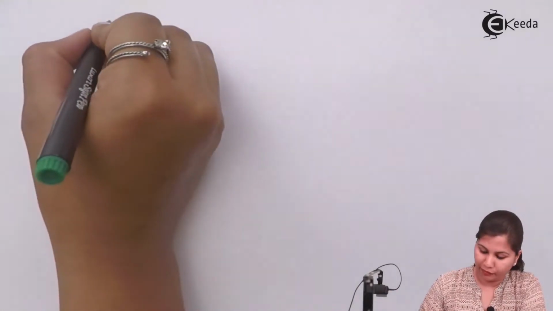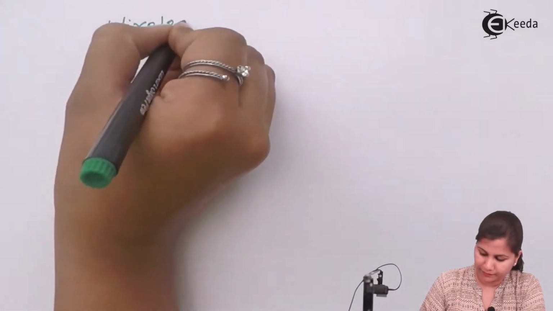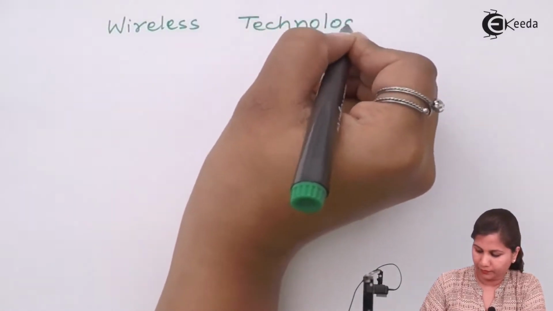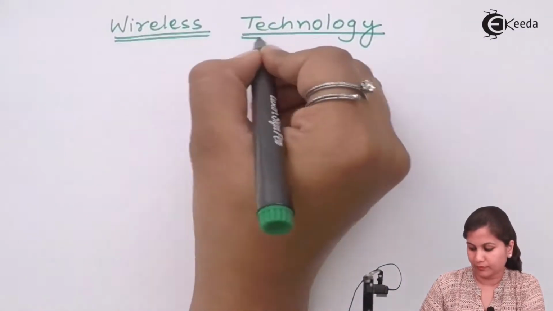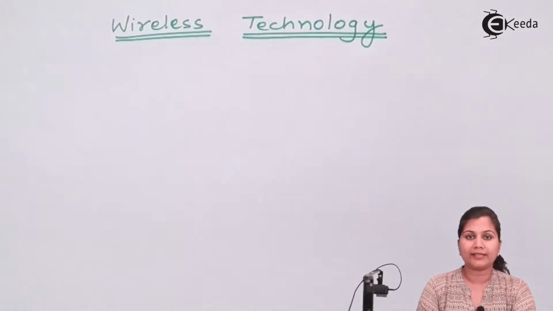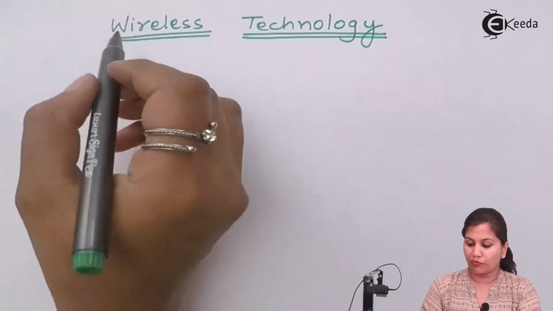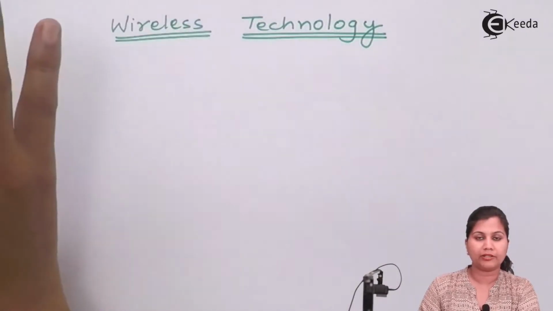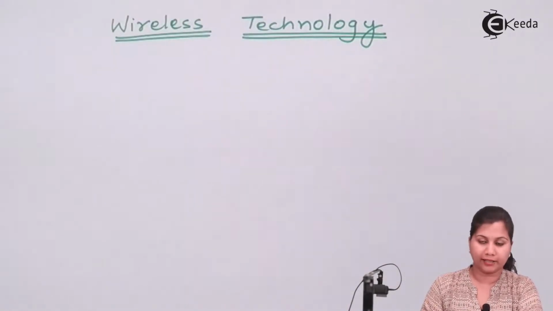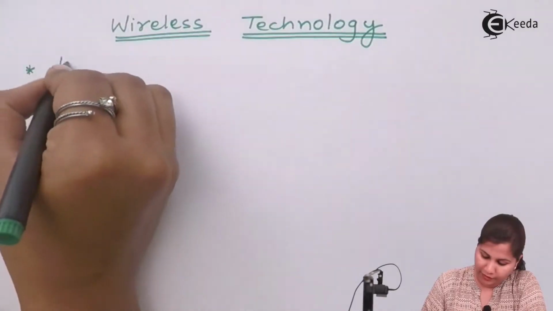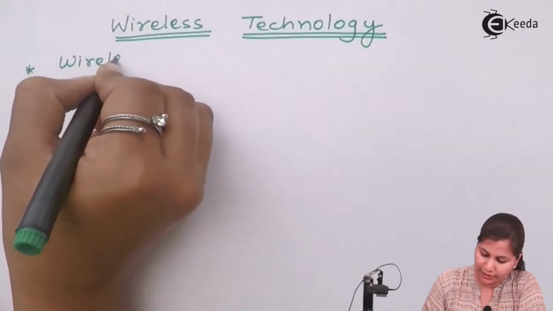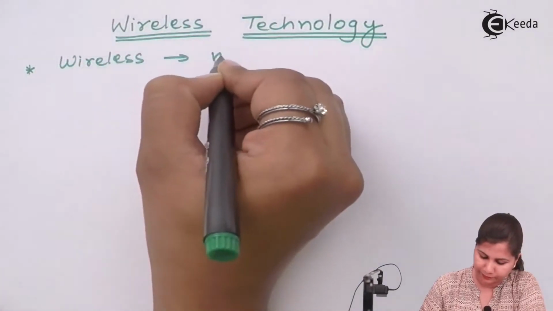So the next trend in the embedded system is wireless technology. By the term wireless, it means that we are making the communication without the help of any wires or cables. So wireless communication is the wireless technology. Wireless means no use of wires and cables.